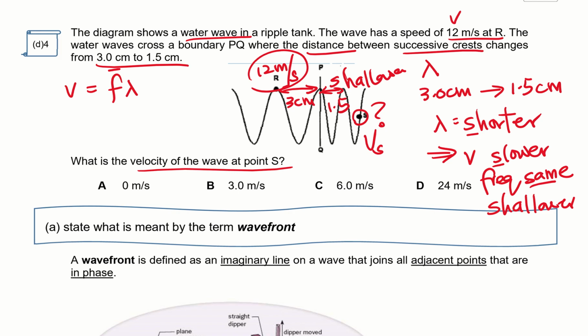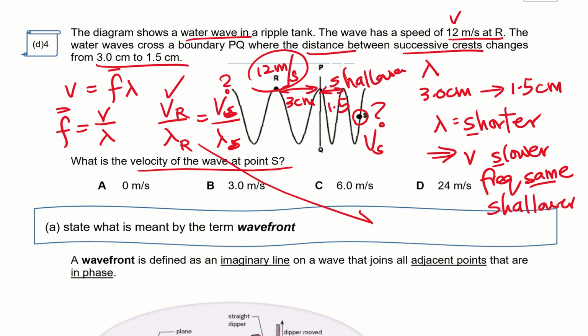So let's make F the subject of the formula. F equals V over lambda. So can I say that V1 over lambda 1 equals V2 over lambda 2, because the frequency is the same? What is V1? Maybe I say it is VR. What is V2? Maybe I say it is VS. VR we know the value. VS I do not know. I know the wavelength before it went to shallower. Maybe I call it lambda r, then this I call lambda s.